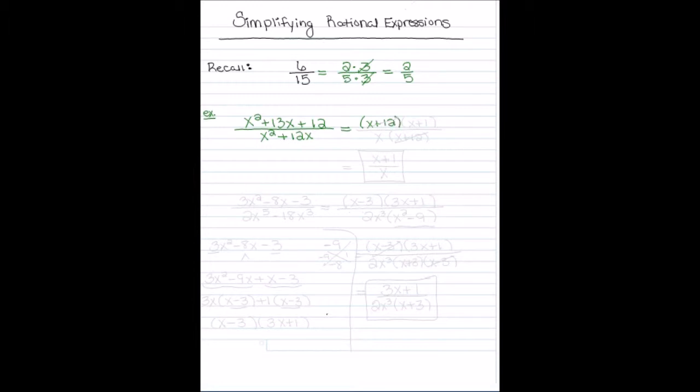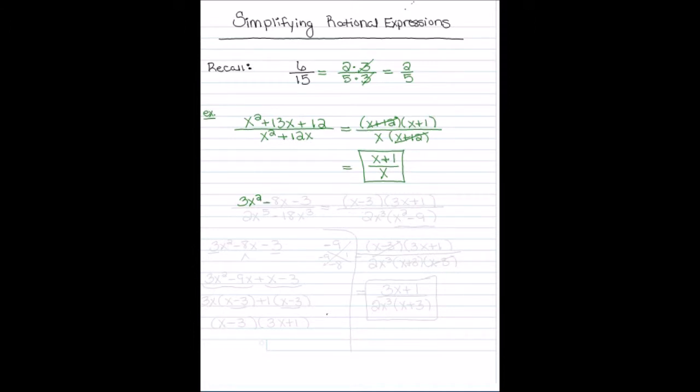At the top, I'm going to get x plus 12 and x plus 1. At the bottom, I can factor out an x and I'm left with x plus 12. Now, if you notice, I have two factors that look the same, and that's the x plus 12. When I cross those out, I'm left with the answer of x plus 1 at the top and an x at the bottom. And this is going to be our final answer.